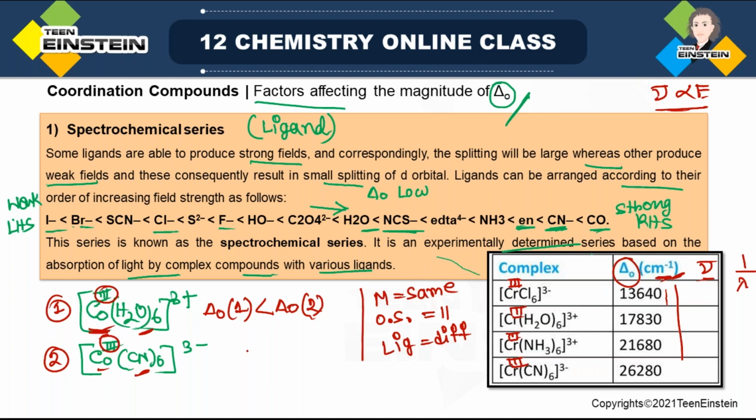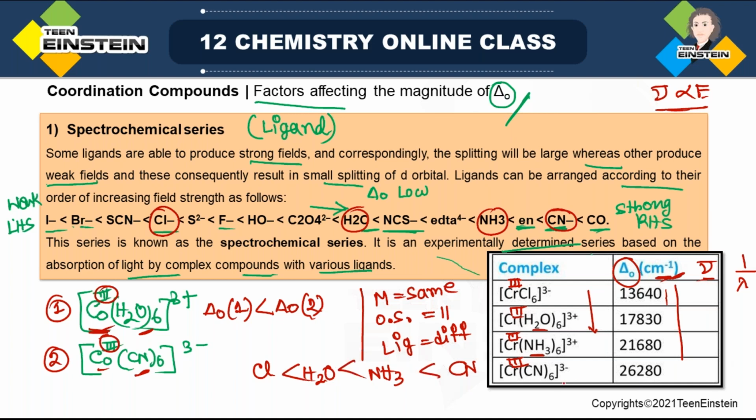So see, as we are moving from Cl to H2O to ammonia and at last cyano. Now look at the spectrochemical series. Cl, water, ammonia, cyano. That means as you are moving down the series, the strong field ligand nature is becoming more, that is, the strength is increasing, right? So this will be the order of strength.